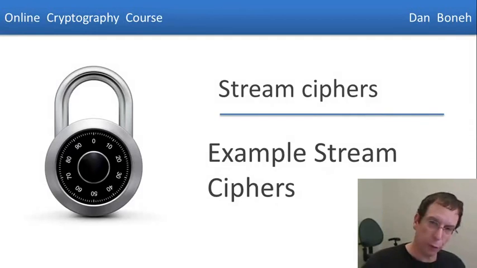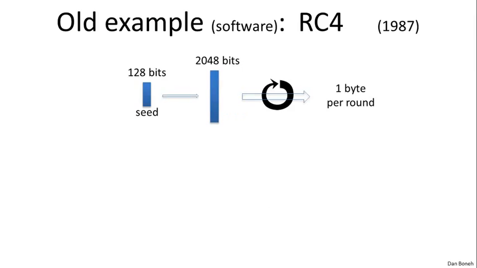In this segment, I want to give a few examples of stream ciphers that are used in practice. I'm going to start with two old examples that are not supposed to be used in new systems, but nevertheless, they're still fairly widely used, and so I just want to mention the names so that you're familiar with these concepts. The first stream cipher I want to talk about is called RC4, designed back in 1987.